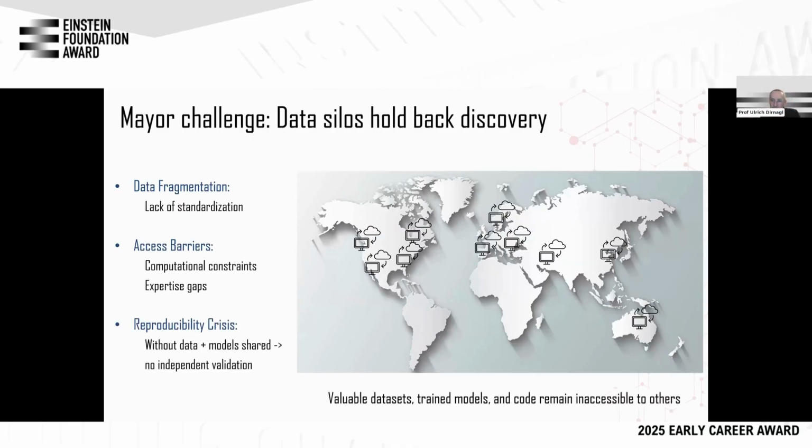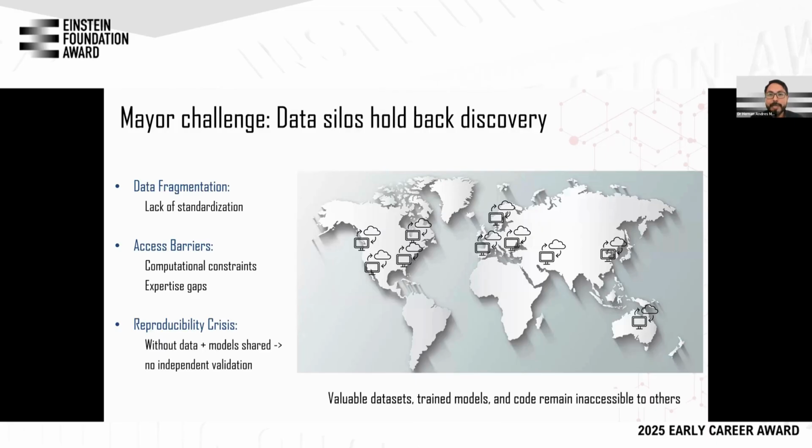One of the biggest problems now that I see is that there is a lot of valuable data, training models, and code that remain inaccessible to others. So data is here, models are there, but we cannot reuse them. And then the first solution would be, why don't we just share, right? But sharing is complicated. And I think everybody could agree that, especially in earlier stages, sharing your data is something that you at least think twice before doing.